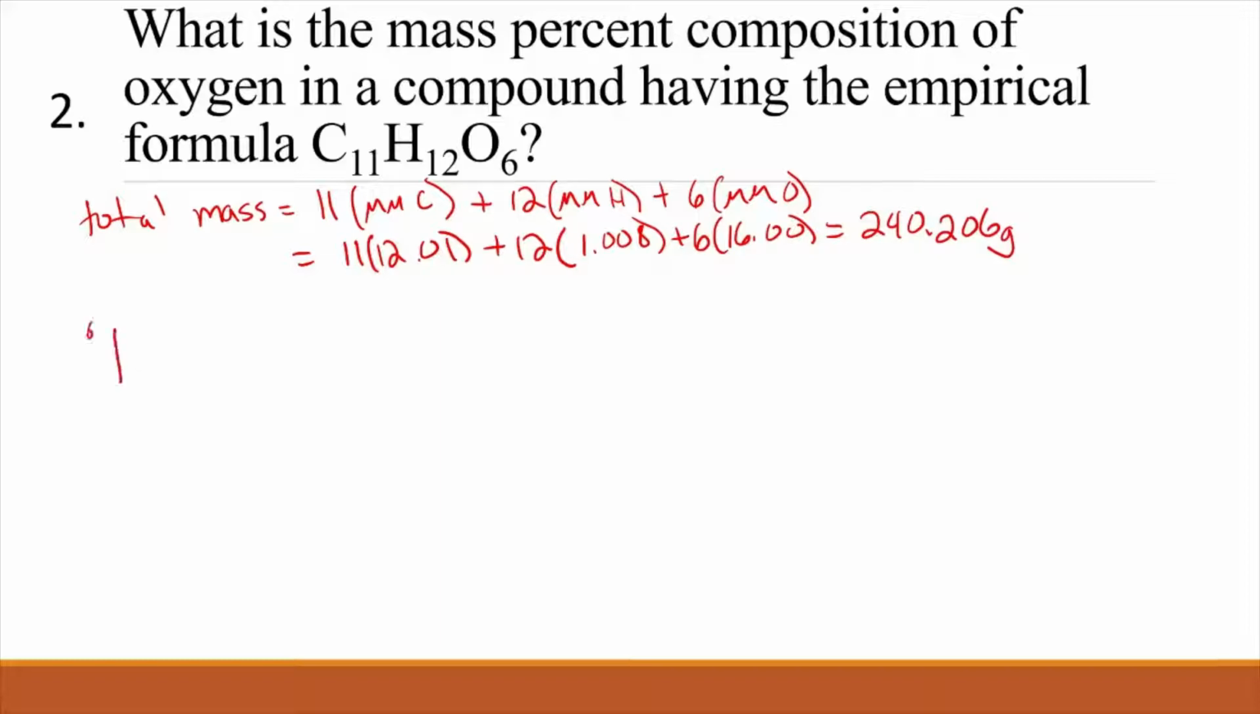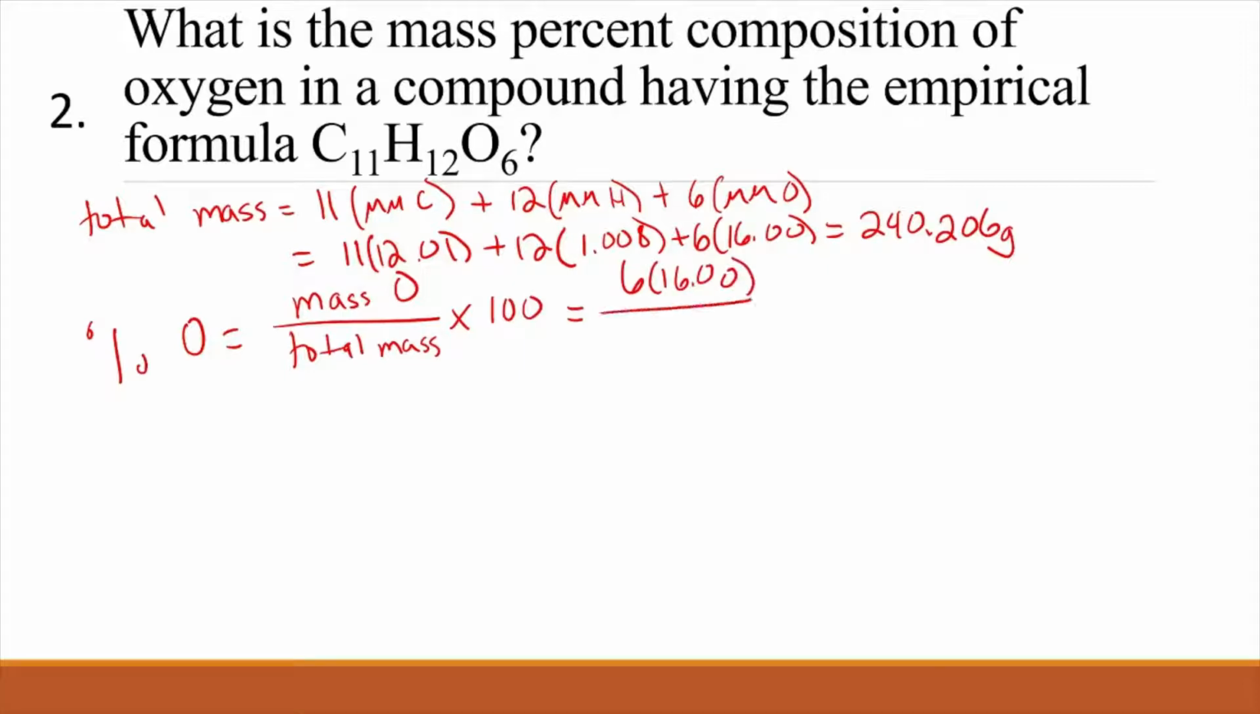So our percent oxygen is going to equal the mass of oxygen that we have divided by the total mass times 100. So our mass of oxygen is 6 times the 16.00 because we have 6 oxygens, divided by 240.206 times 100, and so that gives you 39.97%.